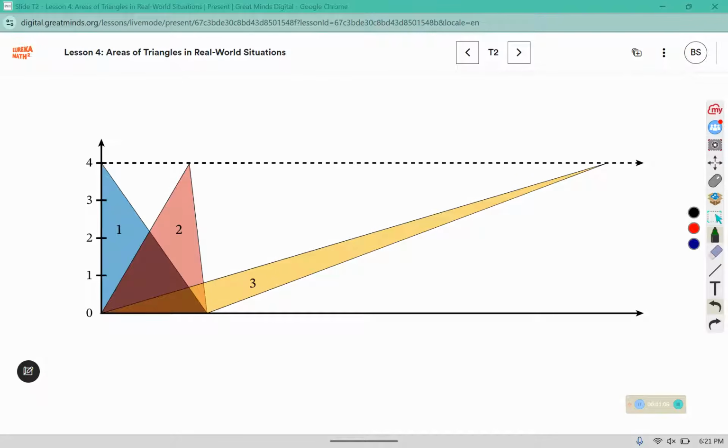But they all share the same base measurement, and they're all reaching a height of 4. You can see they all reach 4 on that dotted line. Since they have the same base and the same height, all 3 of these triangles, although they look drastically different, all have the same area.